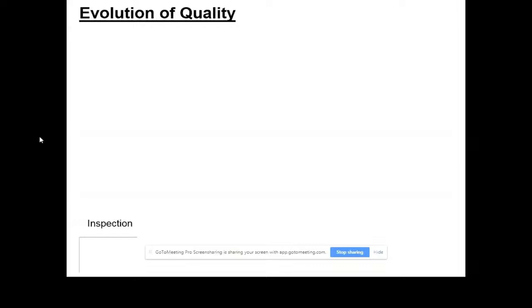So the only way to check was to inspect each and every item, each and every product that got produced. That worked fine as long as the production rate was quite low, when it was a one-of-a-kind product being produced.